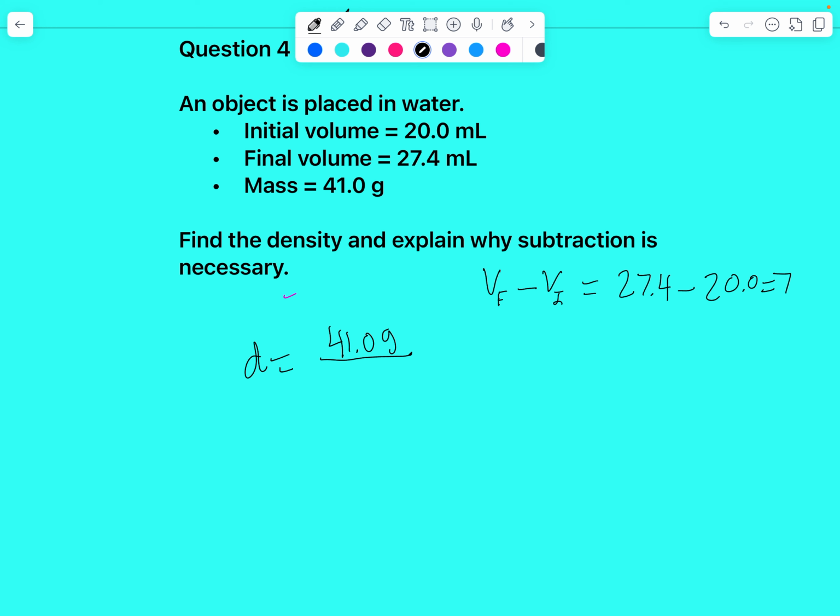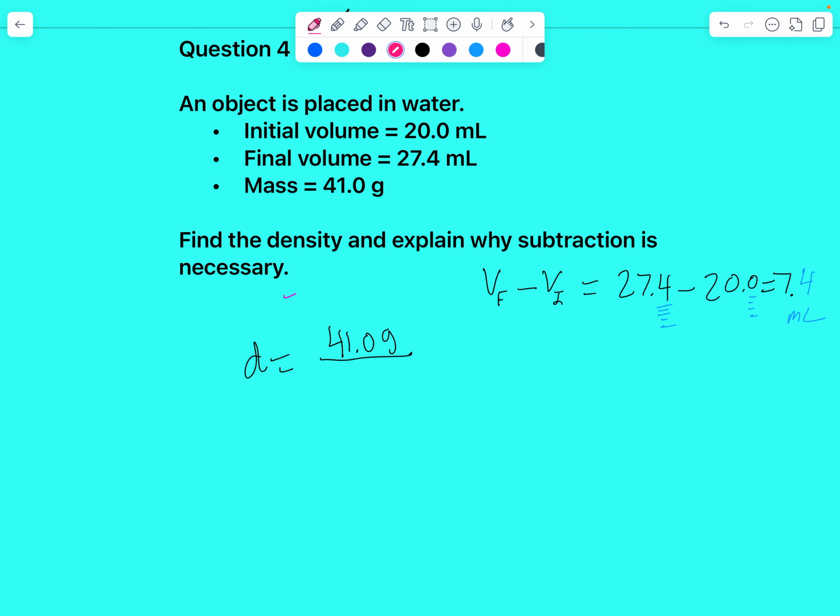That would get me 7 point, well, I know that the rule for sig figs is different with addition and subtraction. How many numbers do I have after the decimal point? I got 1, and I got 1 right here. It's just 1, right? So I would say 7.4 milliliters. So the object's volume is only the water it displaced, not the total water in the cylinder.